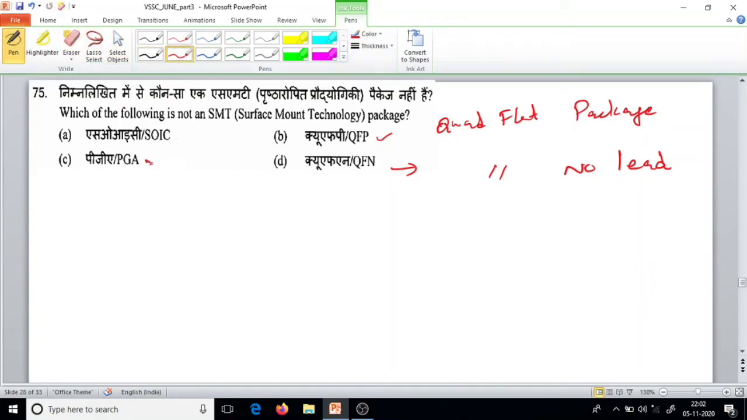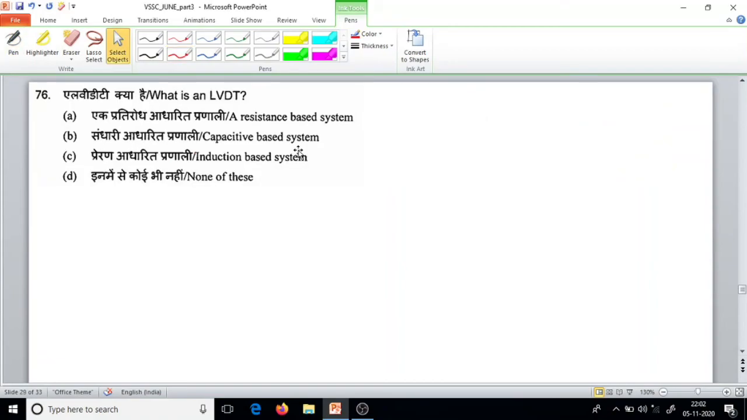Question number 76. What is an LVDT? LVDT is linear variable differential transformer. Now this is an inductive system. So LVDT is an induction based system. It is based on the transformer coupling.